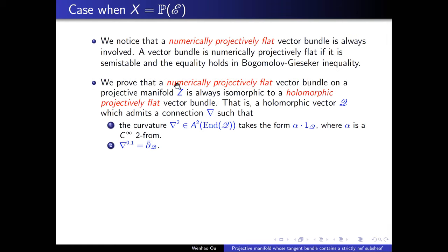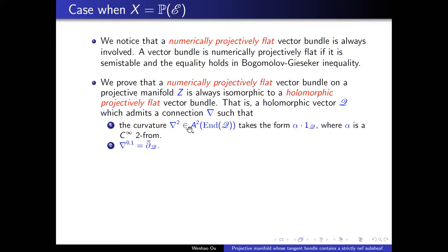And indeed, we know that by a work of Nakayama, a numerically projectively flat vector bundle is always an extension of Hermitian projectively flat vector bundles. Indeed, we prove the following. A numerically projectively flat vector bundle on a projective manifold Z is always isomorphic to a holomorphic projectively flat vector bundle, which means a holomorphic vector bundle Q which admits a connection such that there are two conditions. The first one is that this is a projectively flat connection.